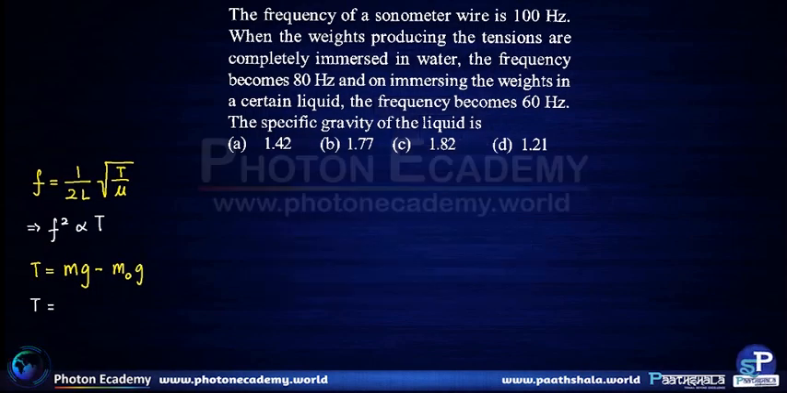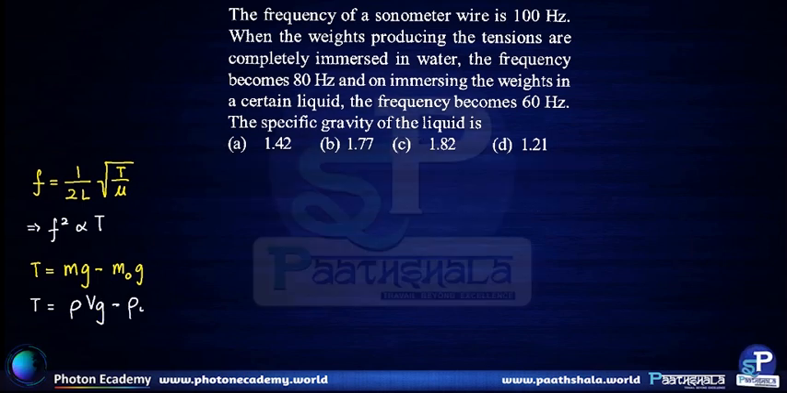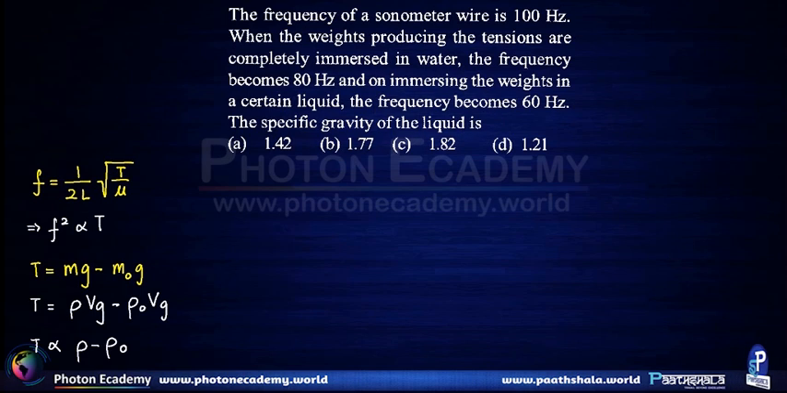But both of these are equal to density into volume into g minus density of the liquid into displaced volume, that is the same as volume of the mass, into acceleration due to gravity. So we have tension proportional to the difference between the densities of the mass and the immersed fluid. Therefore, F square is proportional to rho minus rho naught.